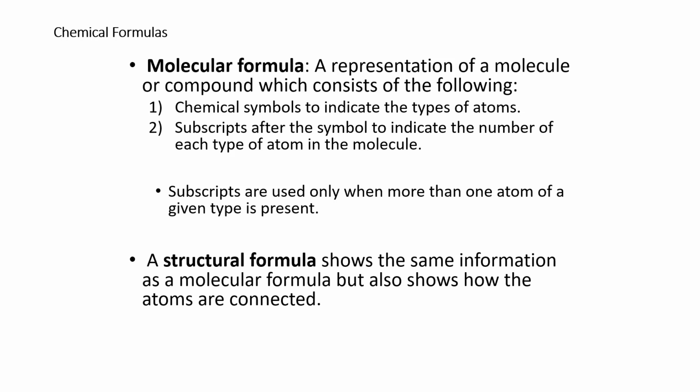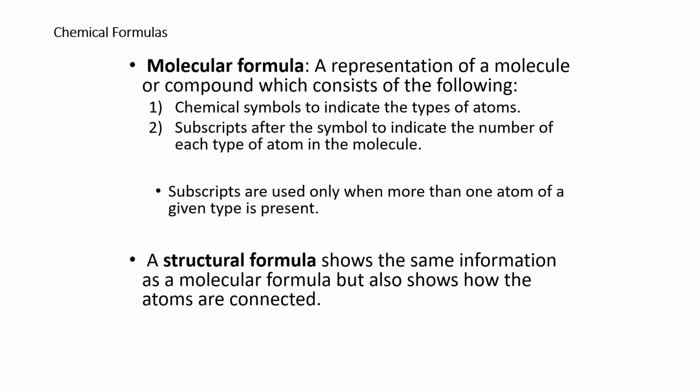H2 means that there's two hydrogens, and O means that there's one oxygen. We don't write the number 1 because otherwise, if there was 0, we wouldn't put the O there in the formula. So 1 is always assumed, and then any number above 1 is going to be written in the formula.